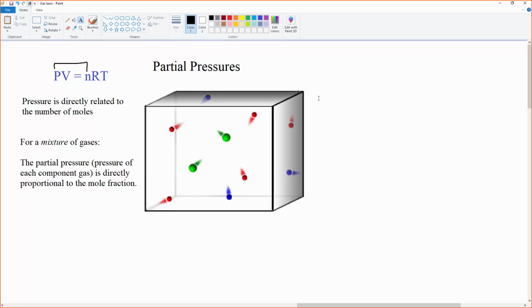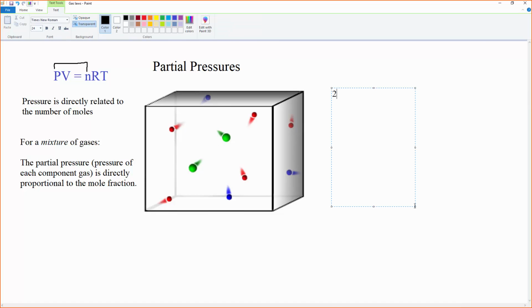Essentially what I'm saying here is that I have a box, and hopefully you count, I did this on purpose, 1, 2, 3, 4, 5, 6, 7, 8, 9, 10. Yes, there are 10 particles here. And I see 2 out of 10 are green. So we have 20% green gas particles in this box. Everybody agree with that? 3 out of 10 are blue, so 30% of the gas particles in this box are blue. And 5 out of 10 are red. That's 50% of the gas particles in this box are red.